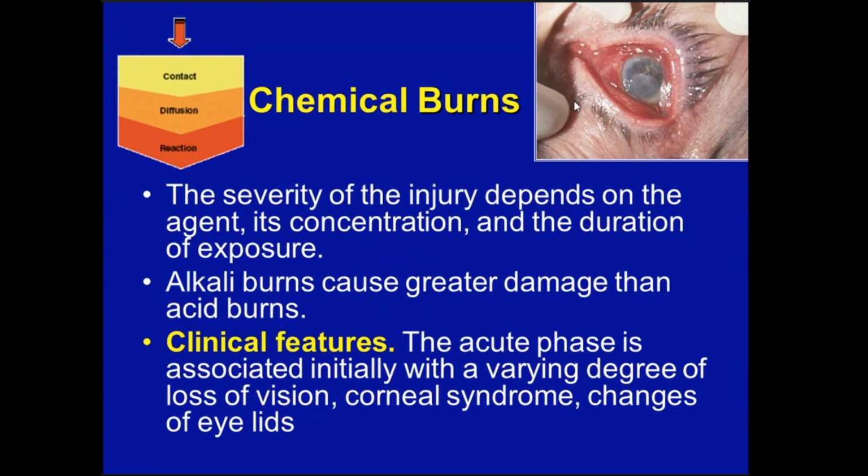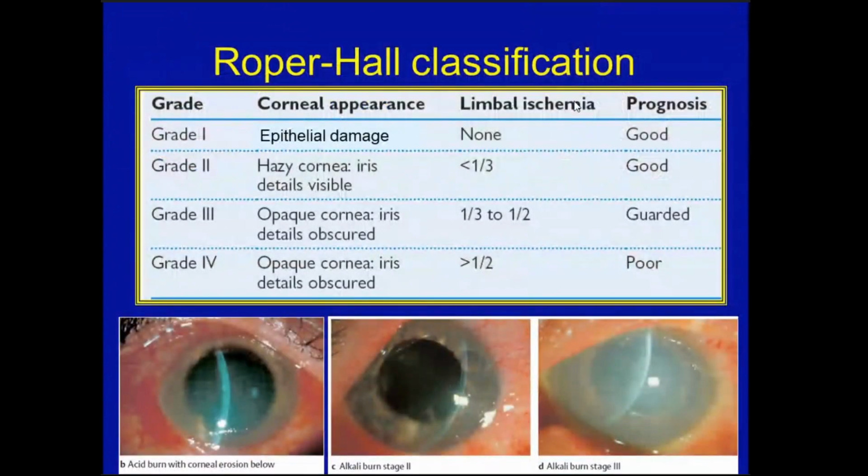Clinical features of the eye burn, I think it's easy to predict. Usually, it's very great pain. The patient can't open the eye, tearing, blepharospasm, decrease or loss of vision. You can, during examination, see the edema, redness of the eyelids, of the conjunctiva. The severity of eye burn we usually measure by Roper Hall classification.